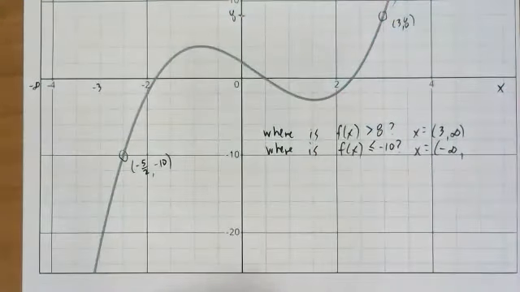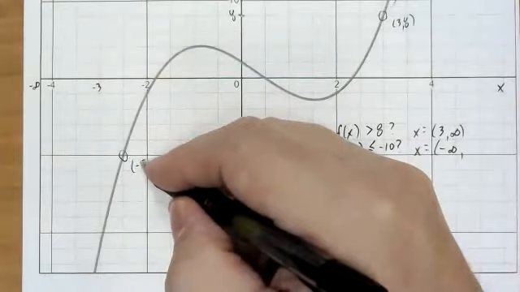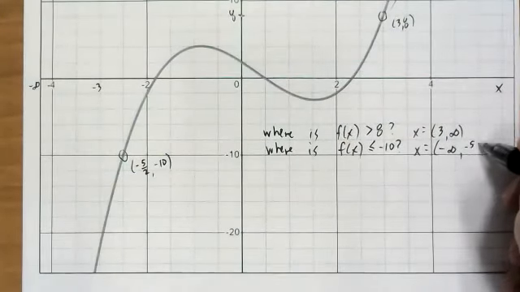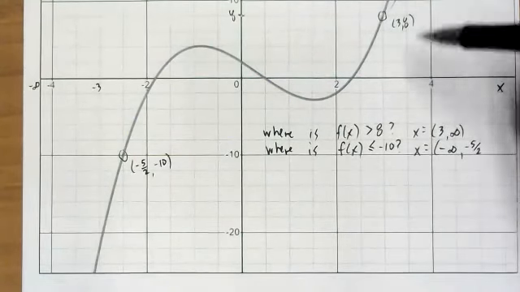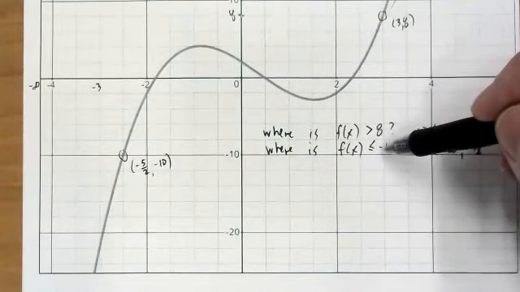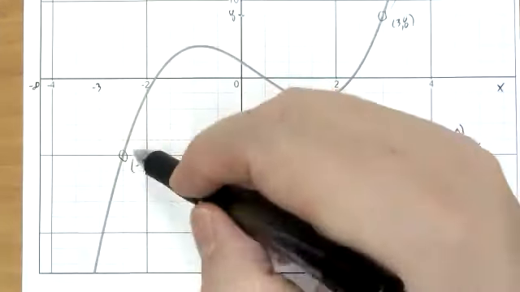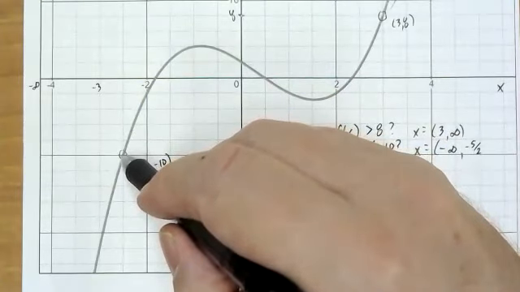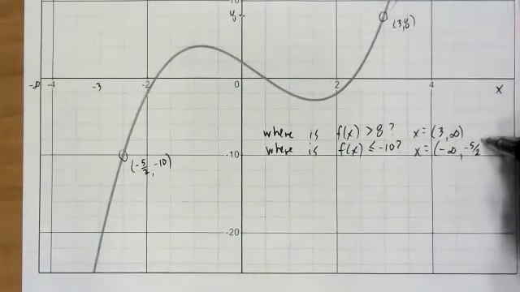So it's going to go from negative infinity up to negative 5/2. I got to be careful because you notice this one says f of x less than or equal to negative 10. So actually we want to include this point here. So in this case, I actually put a bracket.